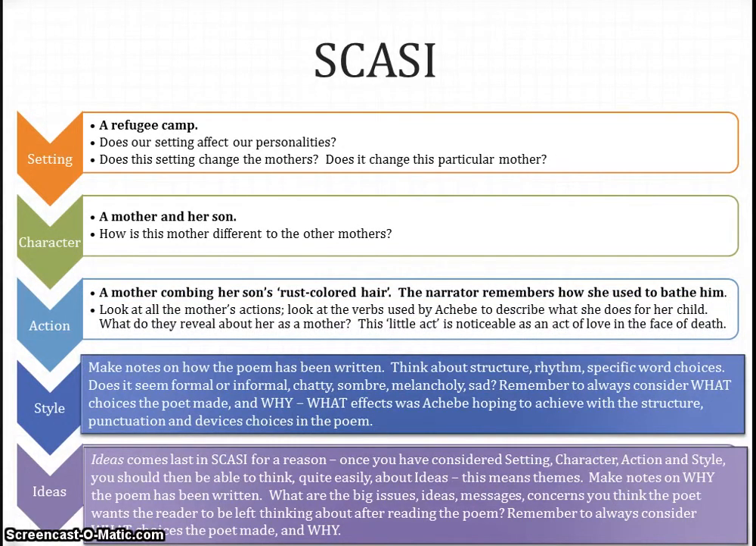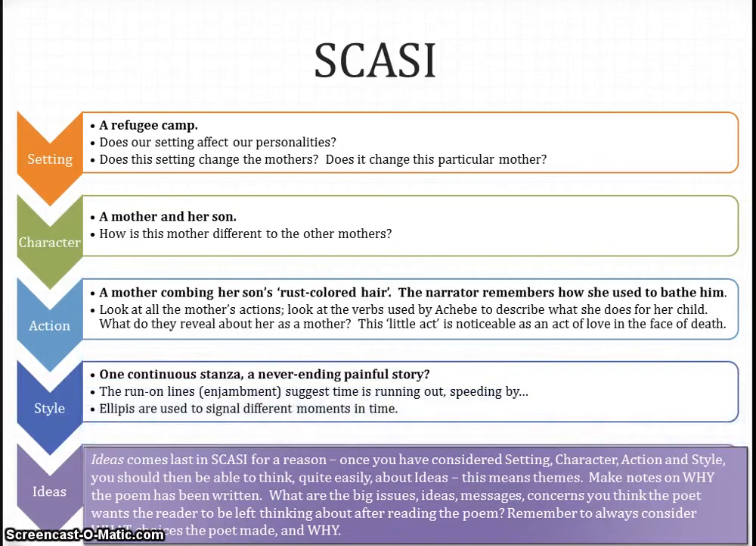For action, I think one of the very interesting actions is the mother combing her son's rust-coloured hair. Our narrator, who we've just spoken of, remembers also how she used to bathe the child. Look at all of the mother's actions. Look at the verbs used by the poet to describe what she does for her child. Think about what these verbs reveal about the mother and how she feels about her child. This little act is noticeable as an act of love in the face of death. These little acts are things that should have been normal daily routines for a mother and a child, but take on much heavier, much more painful, much more sorrowful connotations in this setting.